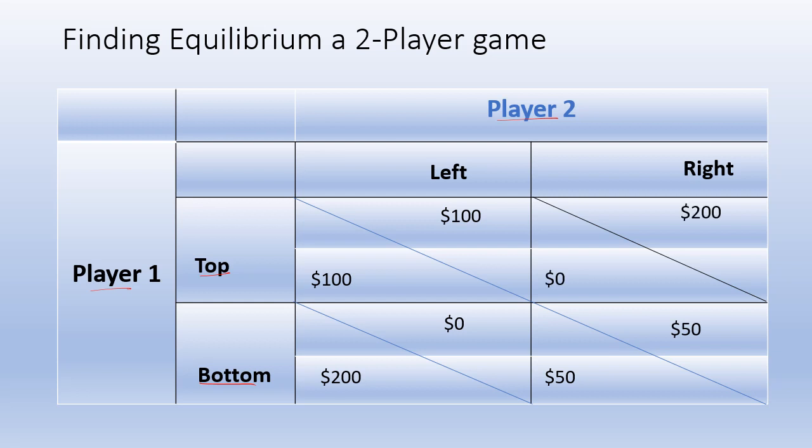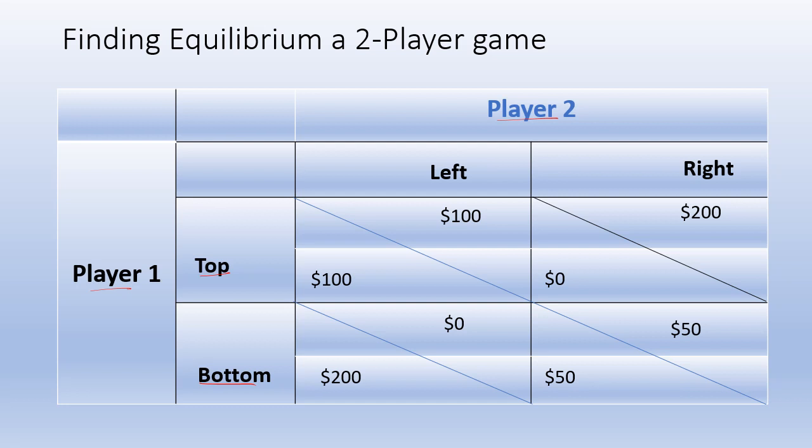And all the numbers that you see on the bottom left corner of each cell correspond to player 1's payoffs. And all the numbers that you see on the top right corner of each cell belong to player 2 as payoffs. Now, to solve the game, let's put ourselves in the shoes of player 1 first.